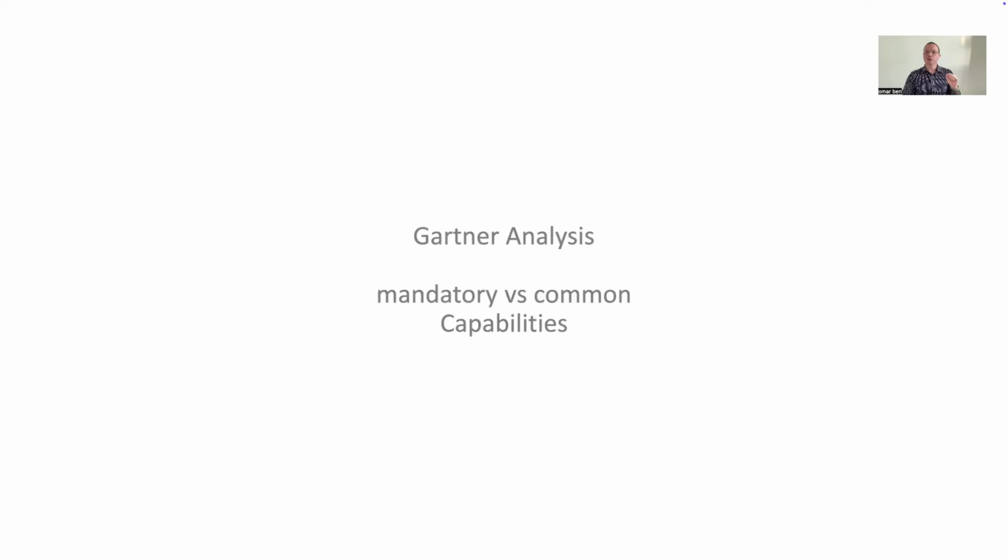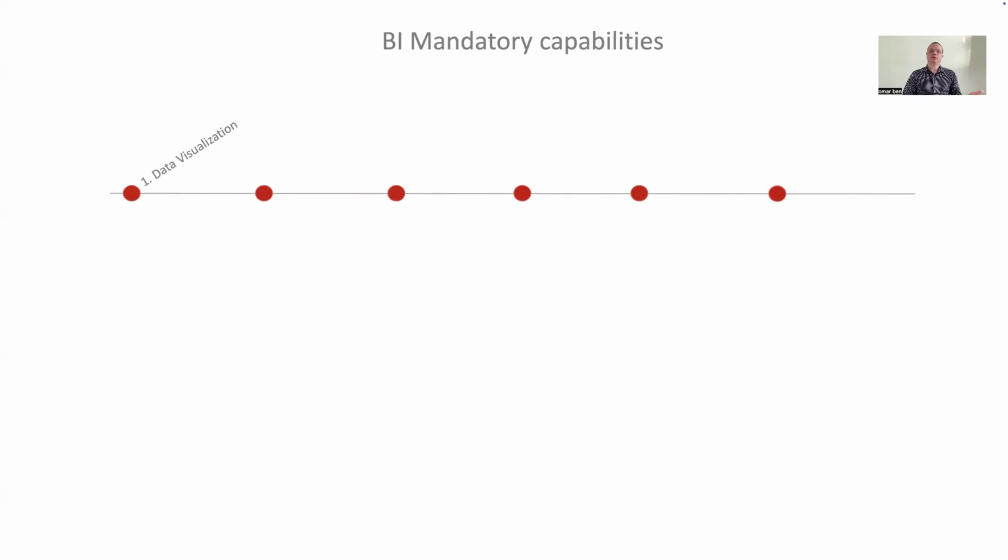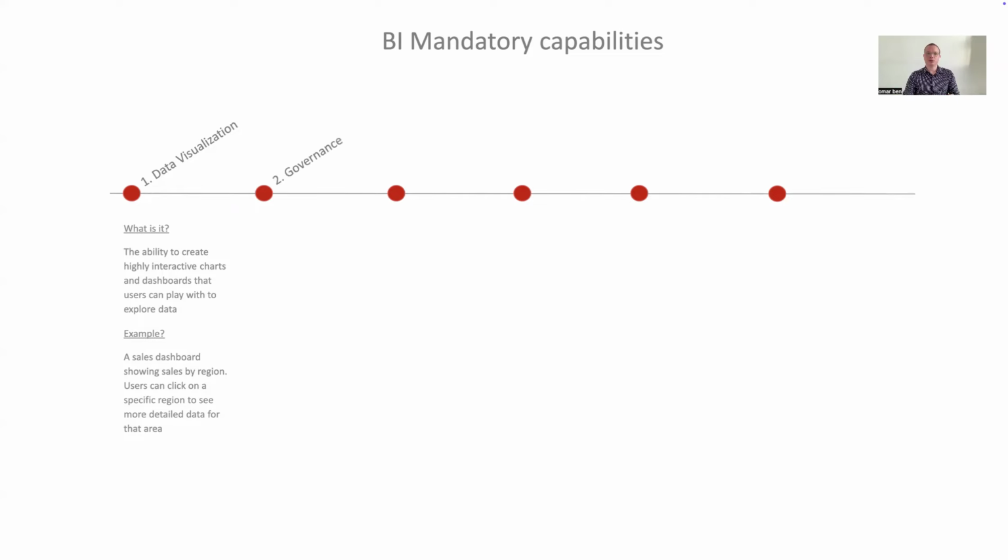So first, let's start with the fundamentals. Let's look at the Gartner analysis that separates between mandatory features and common features. First, let's look at the mandatory capabilities. In terms of BI mandatory capabilities, there are six of them. The first one is data visualization. Data visualization is the ability to create interactive charts and dashboards that users can use to understand their data. An example would be a sales dashboard that shows sales by region, and then users can click and see the details of each of these regions.